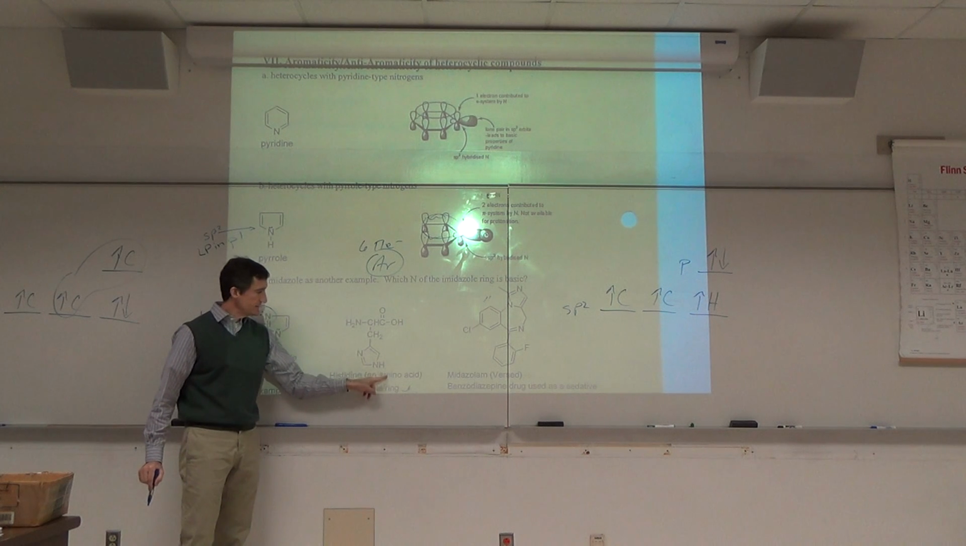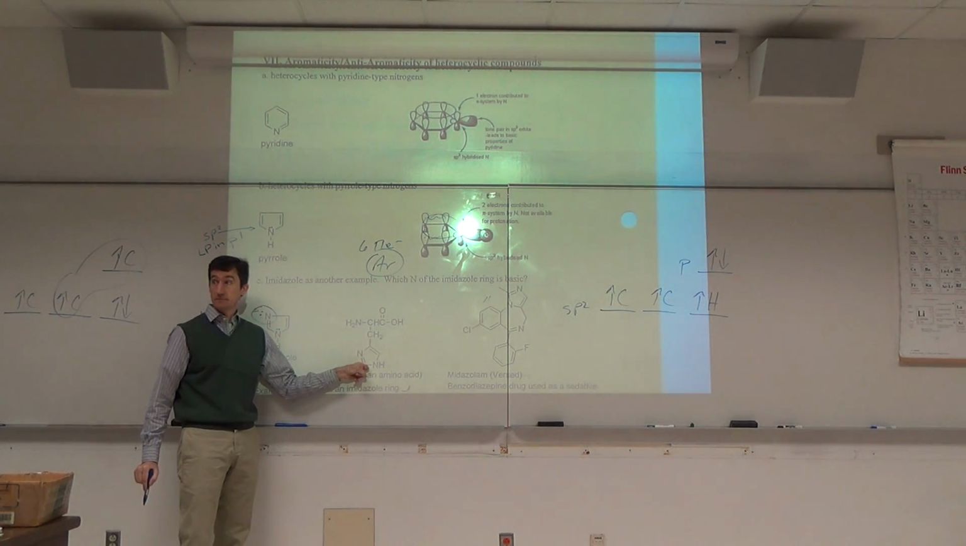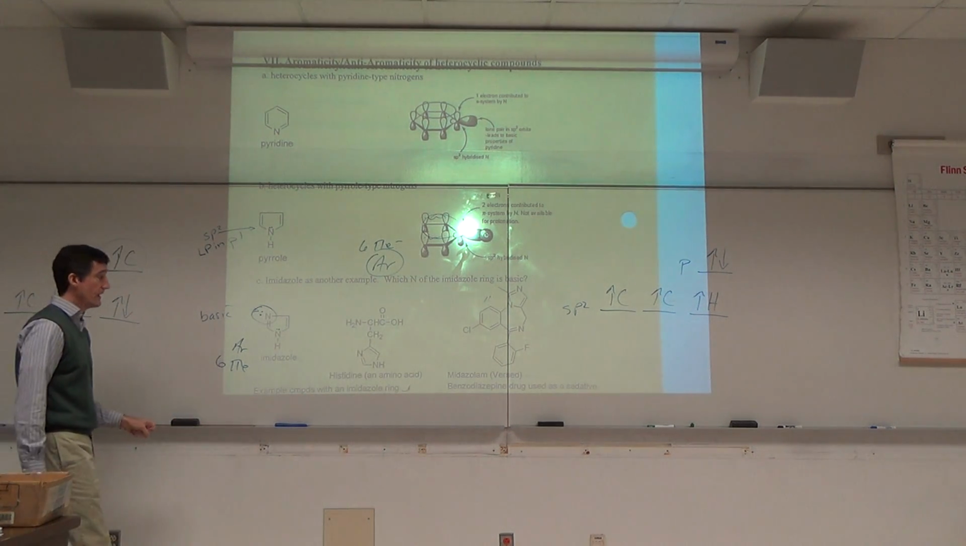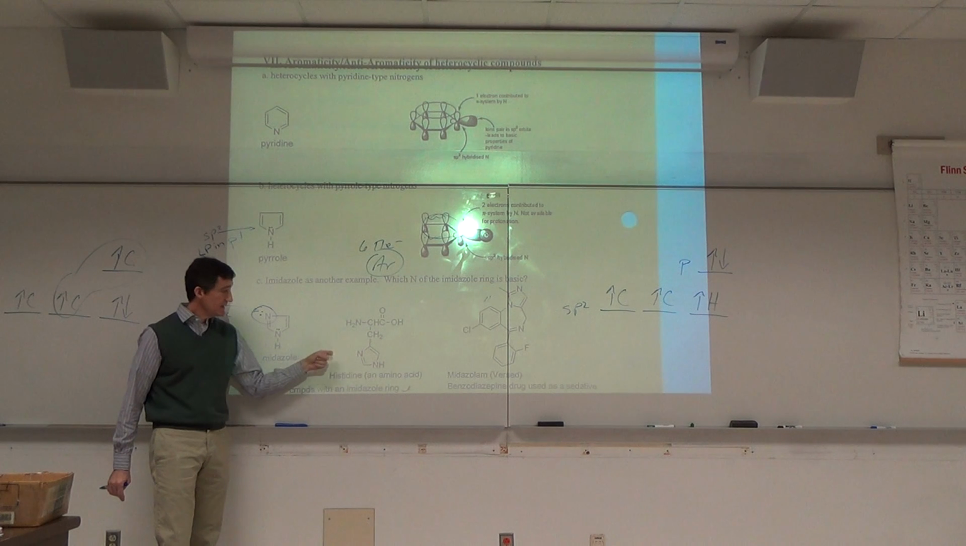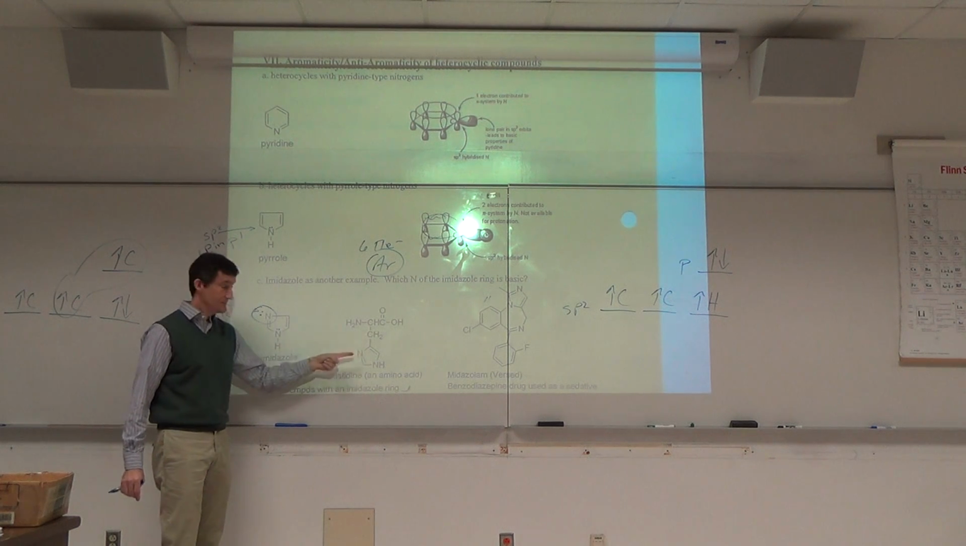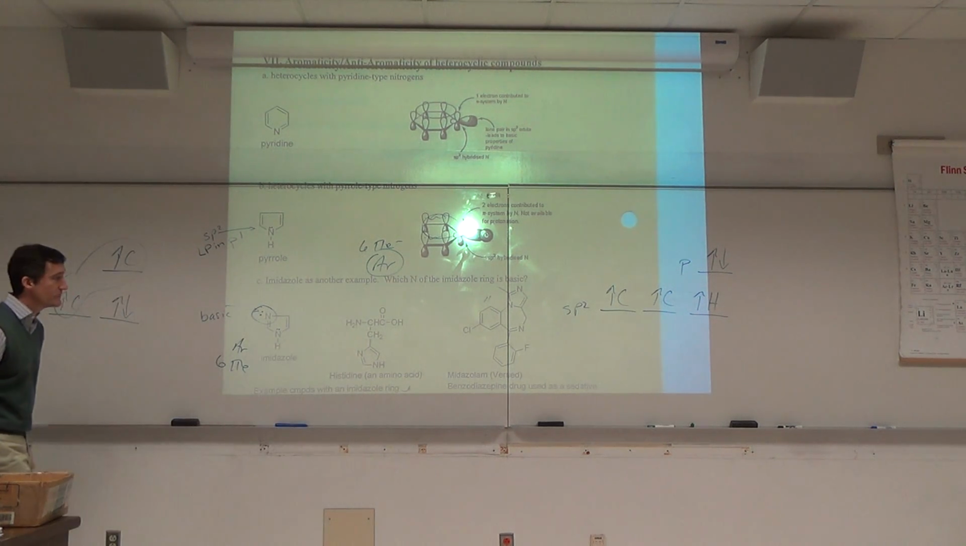Histidine is an amino acid that contains an imidazole ring. Histidine is a basic amino acid. That's because the side chain is basic. It's that nitrogen there, not that one, but that one. Not that one. Y'all learned amino acids in some classes? Yeah. Some of them are basic, some of them are acidic, some of them are neutral. Histidine is a basic amino acid.